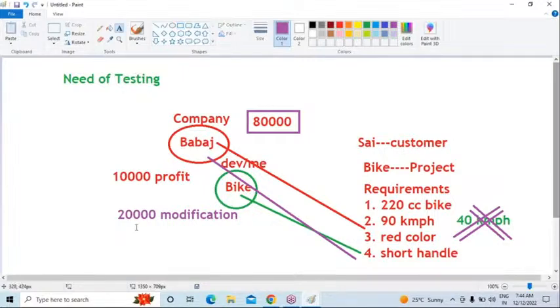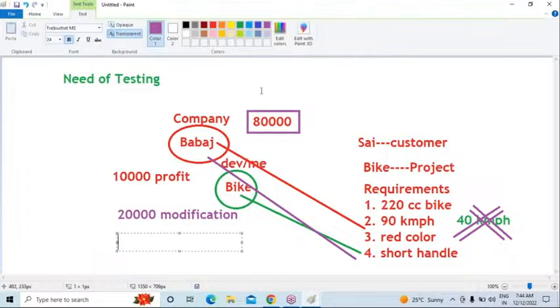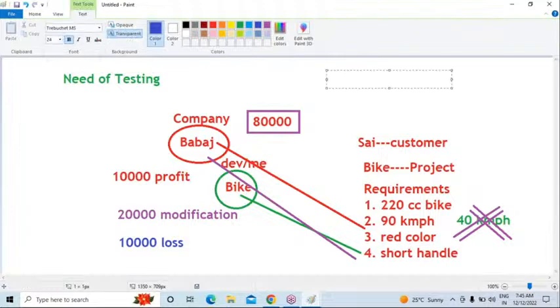Now what is the loss of the company here? The loss will be like 10,000 rupees. Initially they get a profit of 10,000. For the modification purpose, they are spending 20,000. Now 20 minus 10, 10,000 again. The company is going to lose it. On a single bike, they are going to lose 10,000 rupees.